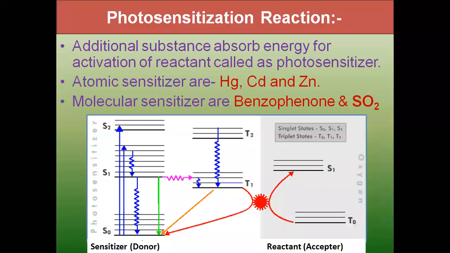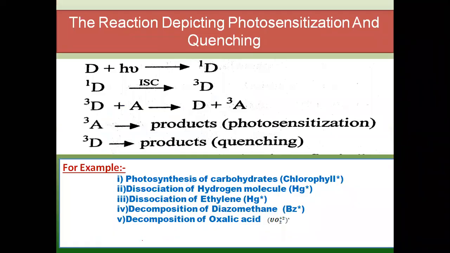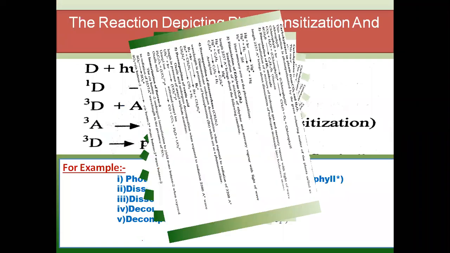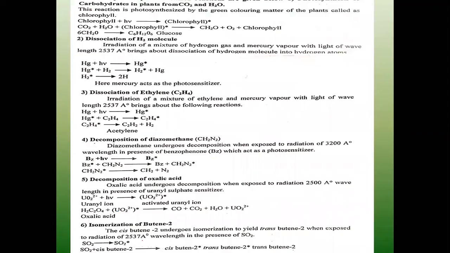We also discussed photosensitization reactions. We studied it in detail, how the molecule gets excited, how it absorbs energy, how it undergoes transition to a different energy level, and then it transfers its energy to the acceptor molecule, the reactant molecule, and then it produces the reactions. So all these concepts come under the title of photosensitization reaction. Then various examples of photosensitization reactions we already studied.